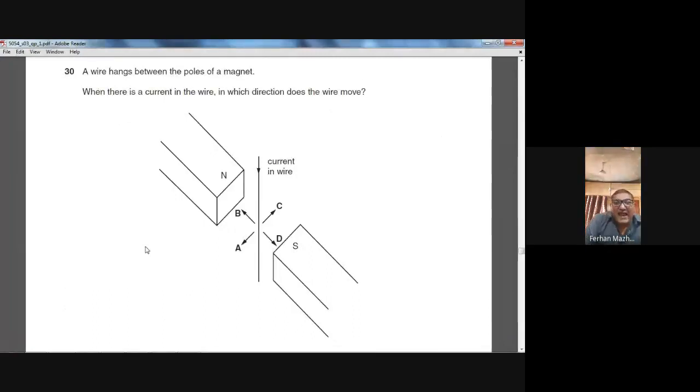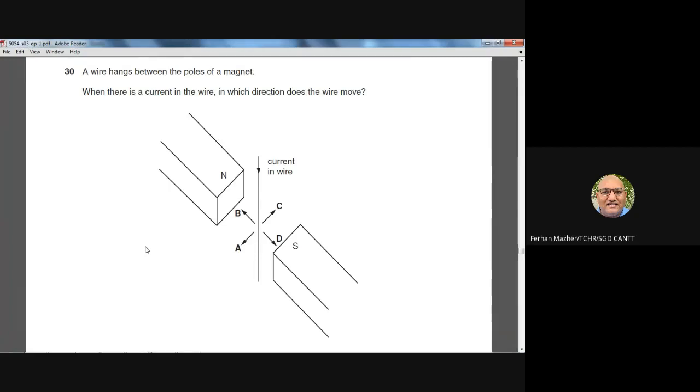A wire hangs between the poles of a magnet. When there is a current in the wire, in which direction does the wire move? Okay, so I will apply the left hand rule. You know the left hand rule? Stretch the fingers of the left hand in such a way. FMC: thumb is force, index finger is magnetic field, middle finger is current. So the current is going downward.